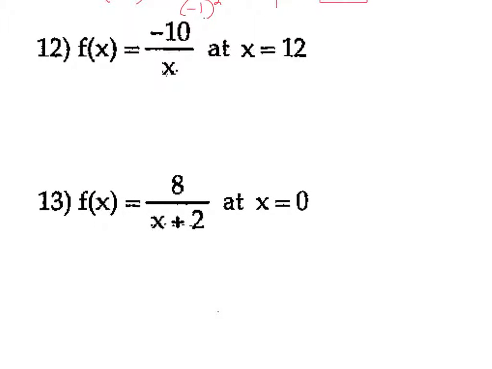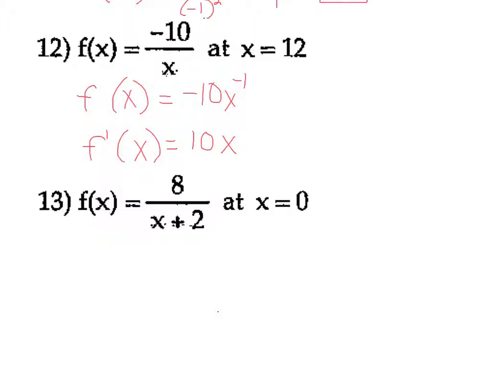Number 12. Here, you rewrite it first. Let me do it without the prime notation first. First, let me just rewrite it. So f of x equals negative 10 x to the negative 1. Now, what should be the derivative function? Anybody can give me that? Positive 10 x to the what power? Negative 2. Beautiful. So that's the derivative function.